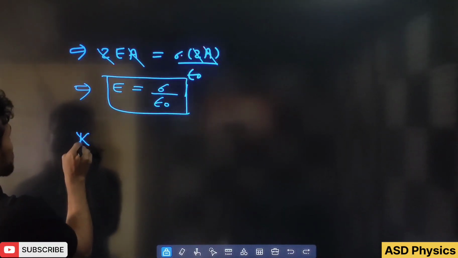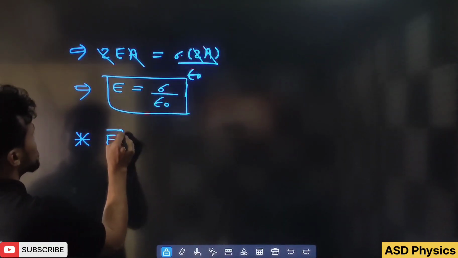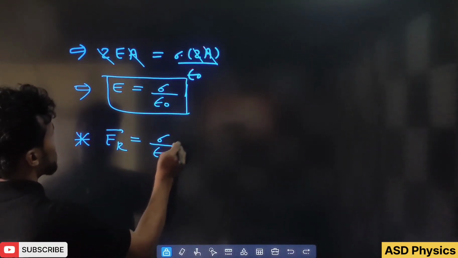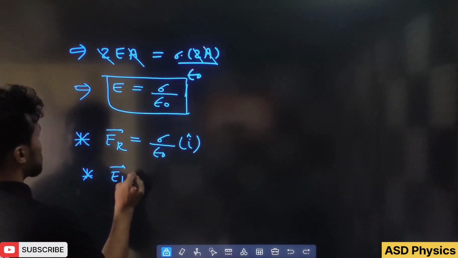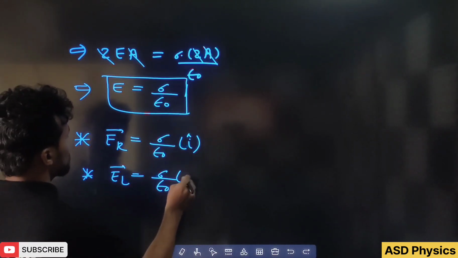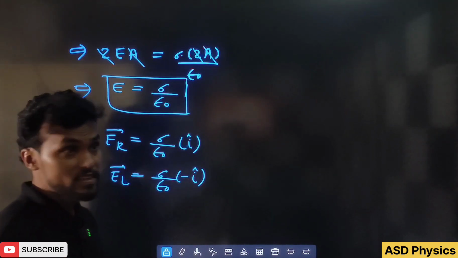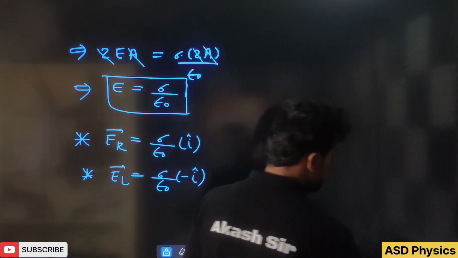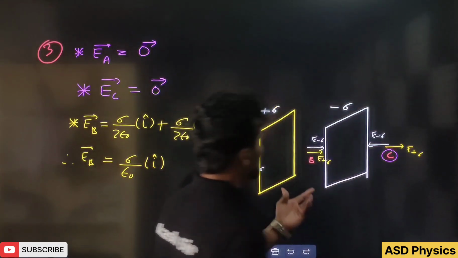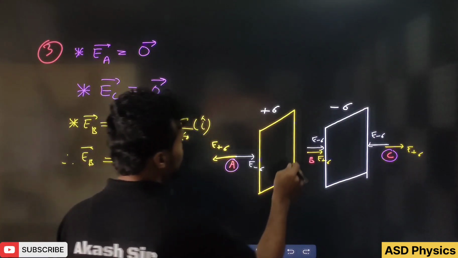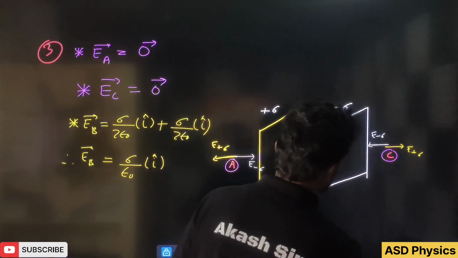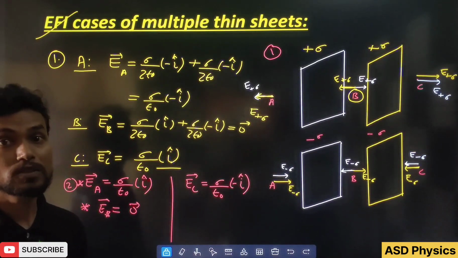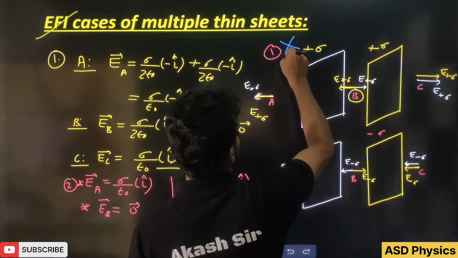Okay. If you write it in vector form also, so right side vector form, what you write here? Sigma by epsilon naught I cap. Left side vector form, if I write here, sigma by epsilon naught minus I. Can you see one interesting thing? This electric field is similar to which one? Similar to this situation here. Positive charge is there now, so this one is similar to this one here.